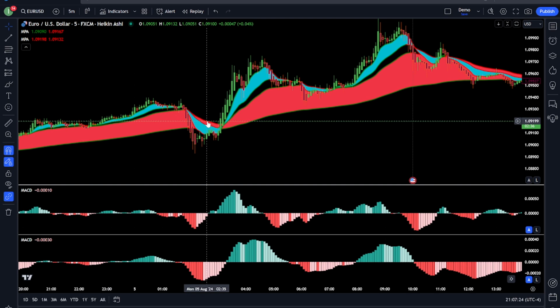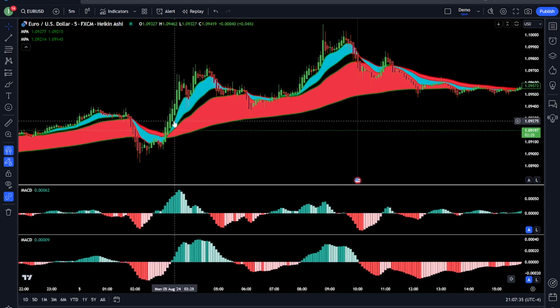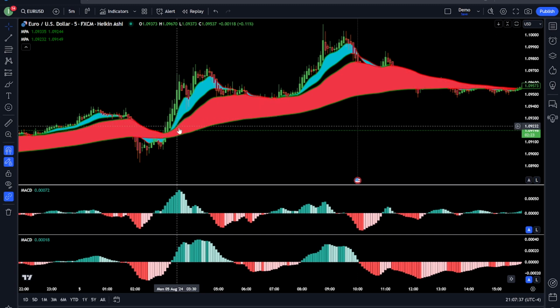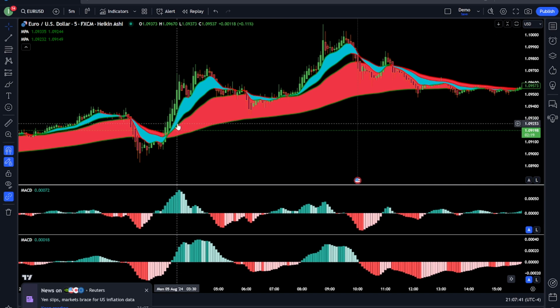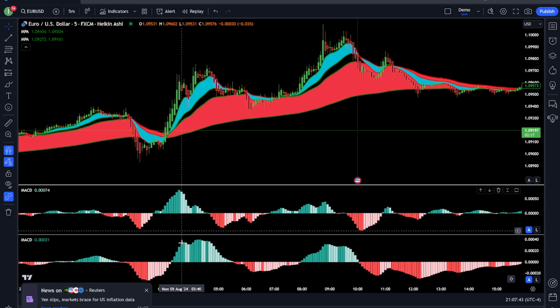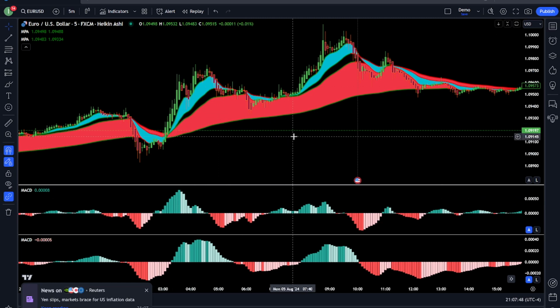Here there's red above and blue below, but there is no gap. So we'll never take a trade in this situation, all right? Basically the trend should be very clear. So we should have the blue cloud above the red cloud, there should be some gap there, and both MACDs should be green. So we'll make a long entry there.